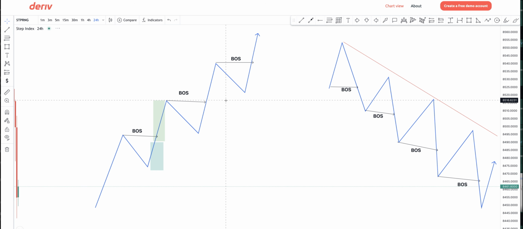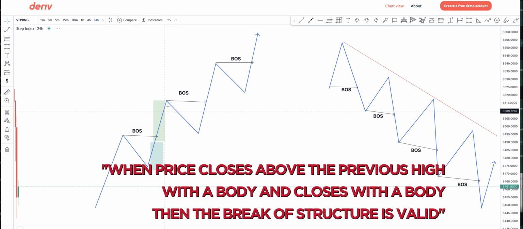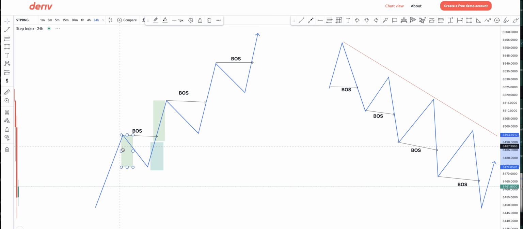Now for us to determine a valid break of structure, the candle must break the previous high with a body and close with a body. That is when we determine it as a valid break of structure. When price closes above the previous high, which is this previous candle here, with a body, then that break of structure is valid. So that is a valid break of structure.